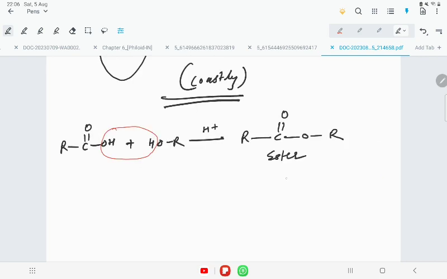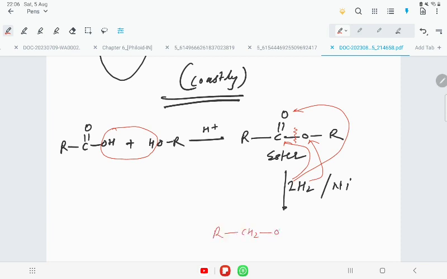Now ester is easily reduced with H2/Ni. So you take 2 molecules of H2 and you send some hydrogen here, some hydrogen here, and this bond is going to split and some hydrogen here. So here you see two types of alcohol: RCH2OH plus ROH. So this is a mixture of alcohols that you are going to get. This is an alcohol and this is also an alcohol.